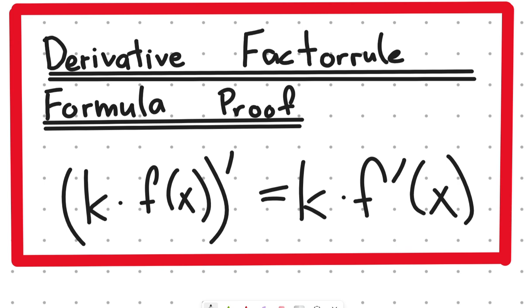In this video, we're going to talk about the constant factor rule, which states that for any function f of x multiplied by a constant k, an element of the real numbers except 0 (since for 0 it will just be 0), the derivative of this expression is equal to the constant itself times the derivative of the function. So let's try and prove this formula.